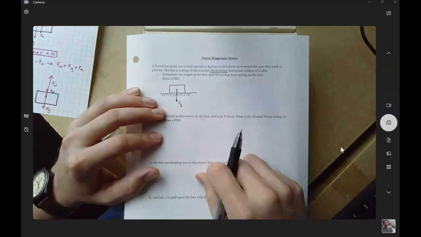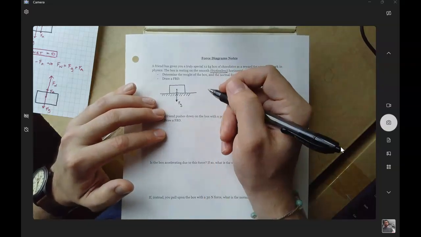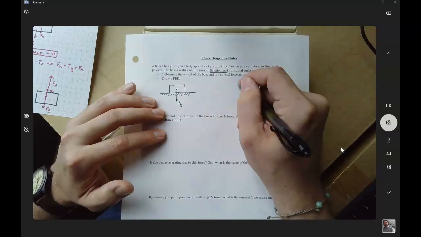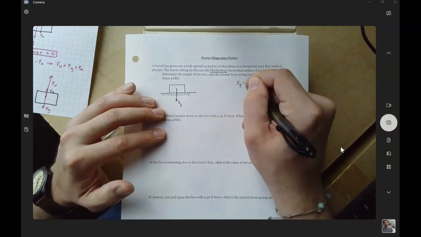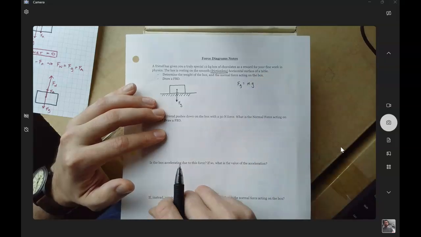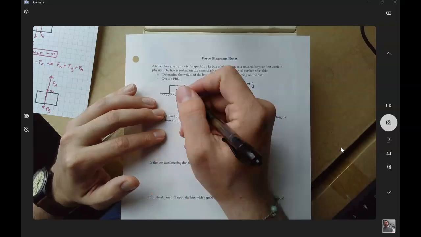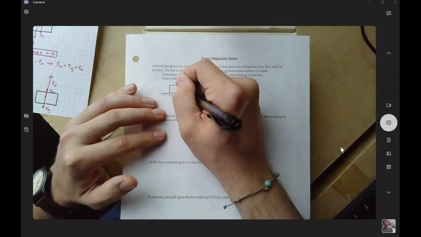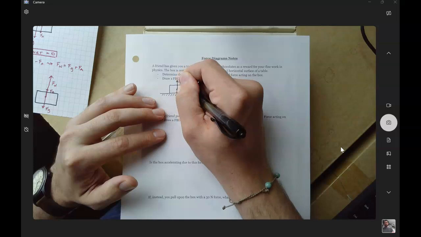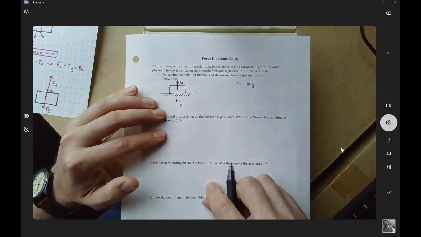Fg. And I don't know if I mentioned this in a previous lecture, but Fg, we've got an equation for it. The equation for the force of gravity is just the object's mass times the acceleration of gravity. Okay, so we'll have that over here. We'll calculate it later. And then there is another force acting on this box, and that is called the normal force, F sub n, the normal force.